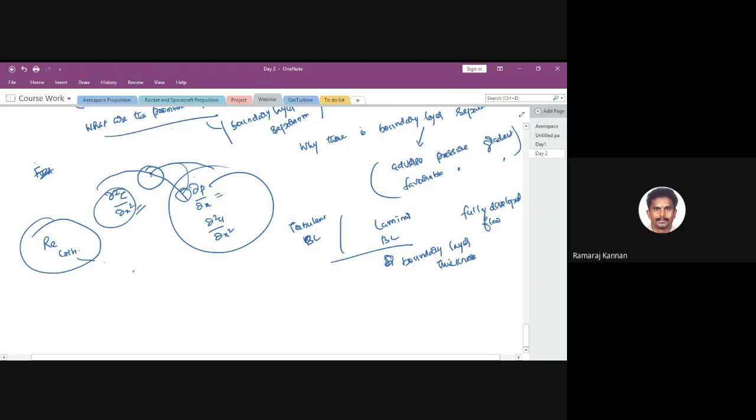And also one more thing that you have to remember is the three different types of boundary layer thickness: your displacement thickness, your momentum thickness, and your energy thickness. How are these three parameters going to be defined?